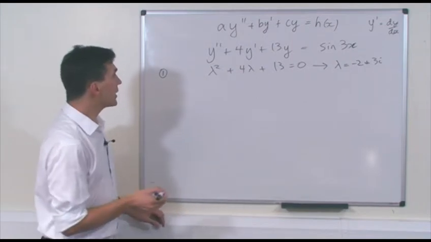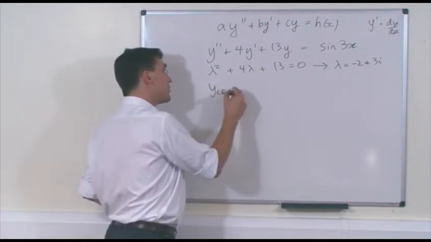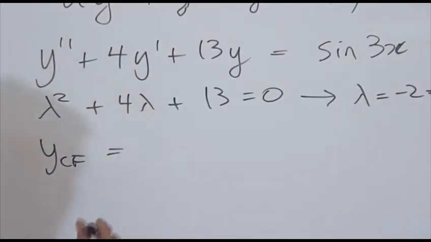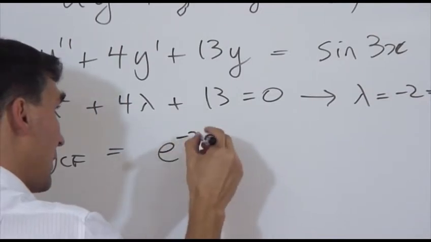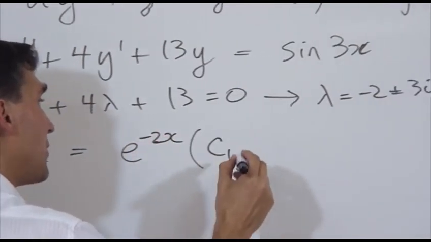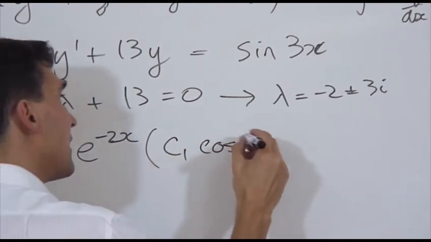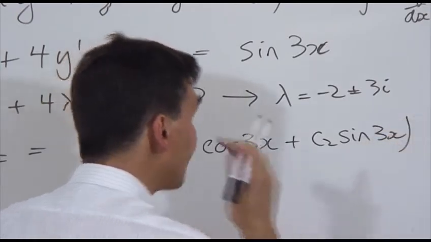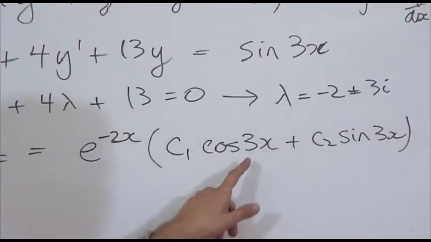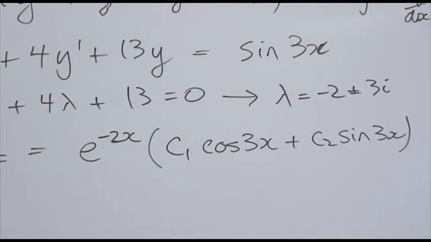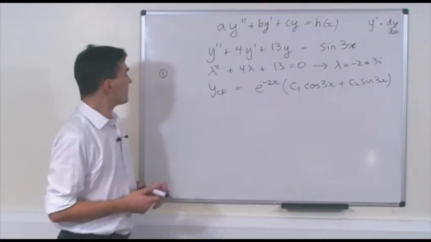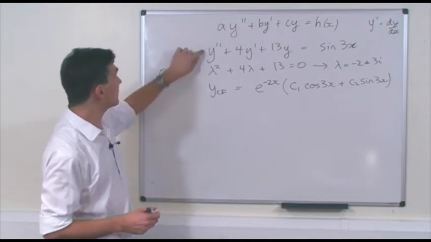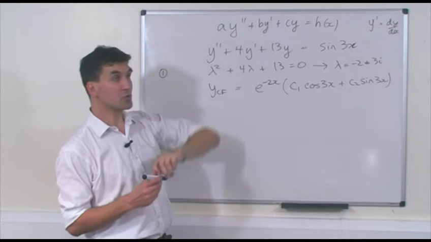And so in the case of complex roots, we get our complementary function, which is e^(px), where p is the real part of these complex numbers. So it is e^(-2x). And then we have c1 times cosine 3x plus c2 times sine 3x, where that 3 is the imaginary part of those two complex roots. So that's the complementary function, and that solves the equation y'' + 4y' + 13y = 0.